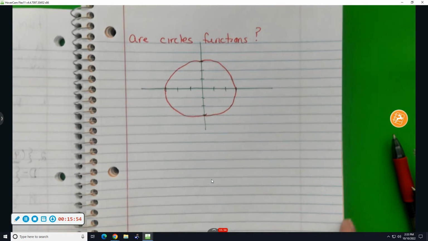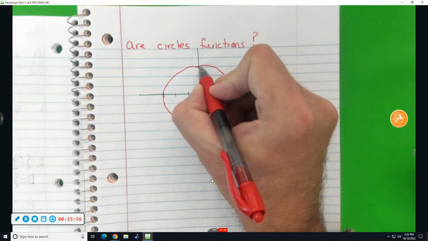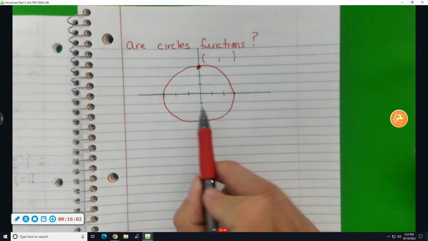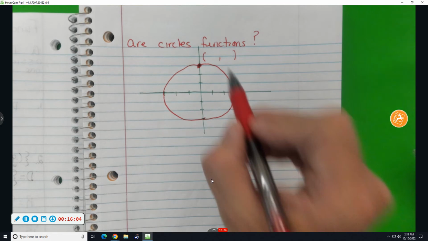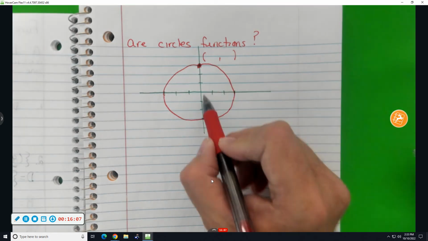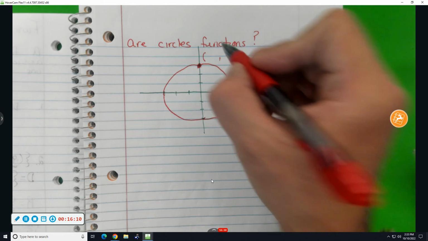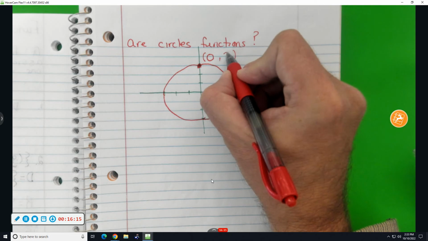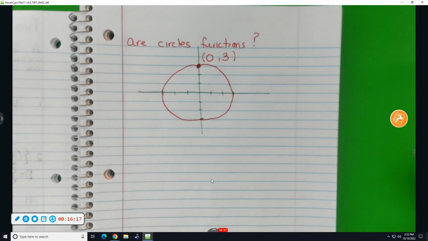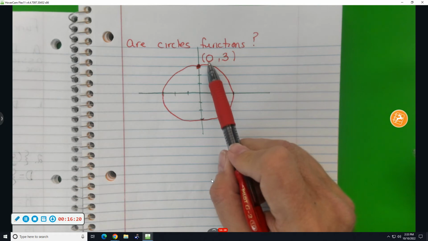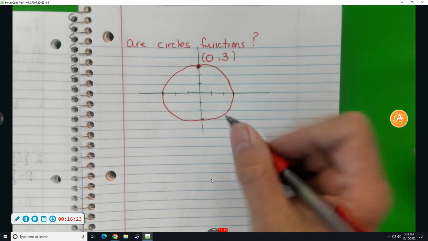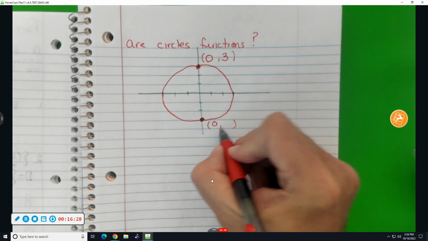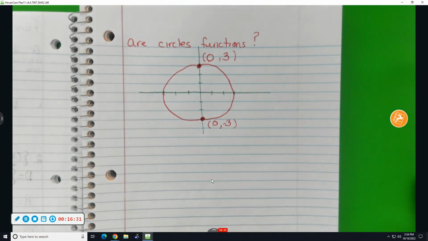If we look at ordered pairs on this circle, I'm going to choose this one right here on the y-axis. Again, it's a radius of 3. Could y'all tell me what this ordered pair is right here? Since it's on the y-axis, it would be over 0 up 3. Is there another point on this circle that has an x value of 0? Right here. Like what would this ordered pair be? 0, negative 3. So this is not a function.